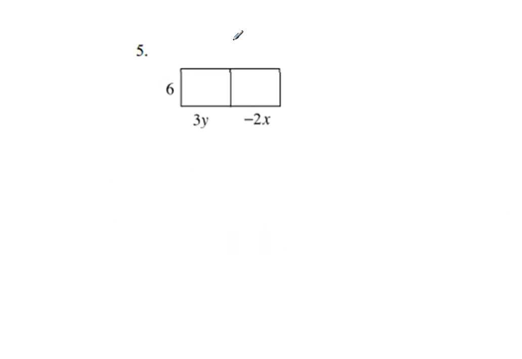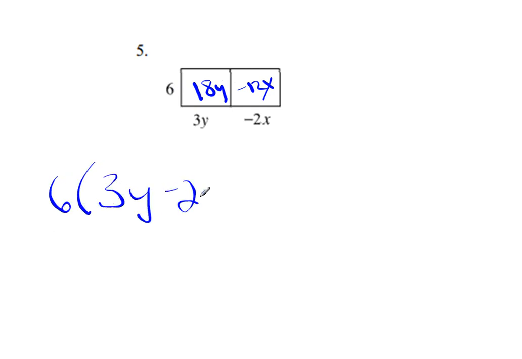And 5. Well, this one they didn't give us the inside stuff, so let's just multiply. 6 times 3y is 18y. 6 times negative 2 x's. So there we go. Now write the product and the sum for the area. So I'm going to put 6 first, and then the 3y minus 2x. Length times width here. Okay.